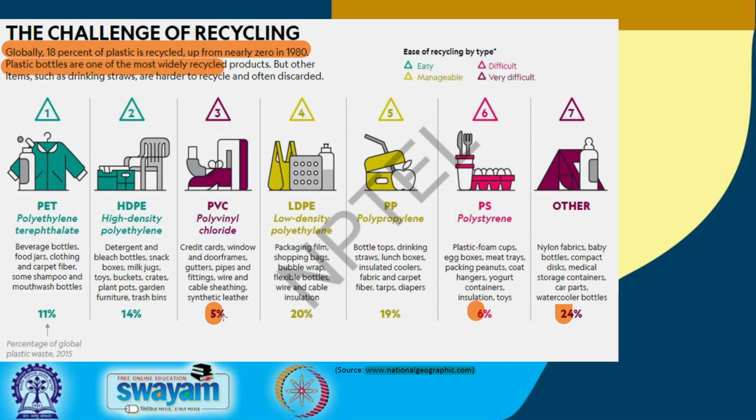So what are the types? We have credit cards, windows, and door frames that are all made of PVC. HDPE has detergent and bleach bottles. PET bottles, as we know, are used for all the cool drinks. LDPE is all the carry bags. PP is food storage containers. PS again, and then others have different mixtures and multi-layered plastics, like fabrics, which all come under others.